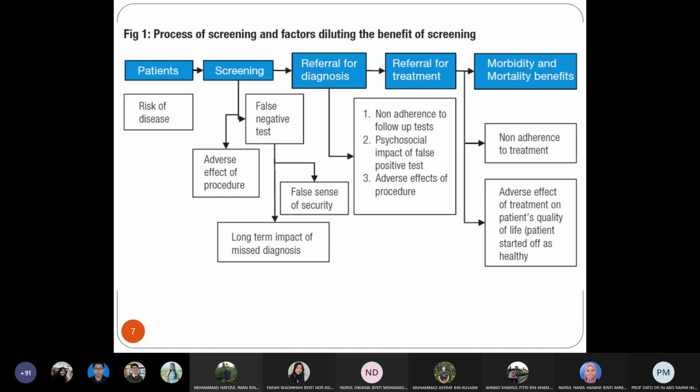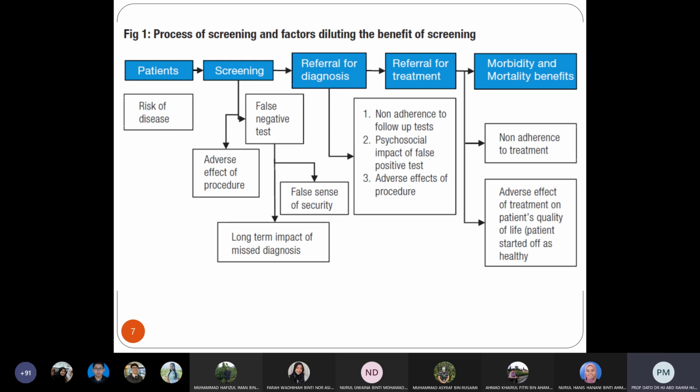So, adverse effect of procedure. Sometimes to do the screening, you have to jab to take blood, for example. That's why now for glucose, for example, it is just a prick at your fingertip. It is not drawing much blood. And if it is a false negative, the effect is actually not good. You found that these people actually have some problem, but you diagnose as negative for a certain condition, then it has an implication on their health in the long run.